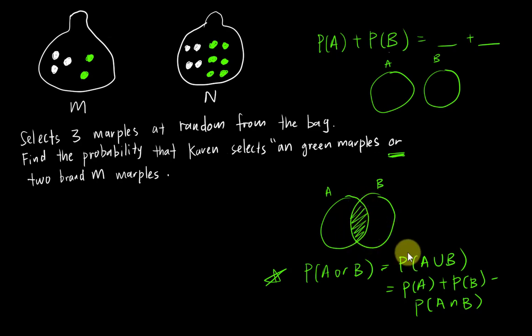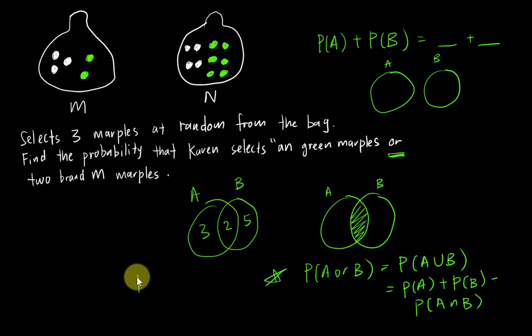Then you should know that when you do probability A plus probability B, you are not finding the whole area over here. If you're not sure what I'm talking about right now, I can give you some idea with numbers here. Let's say I have 3, 2, 5. Right, if I do probability A plus probability B, you can see what happens over here. Probability A is 5 and probability B is 7.